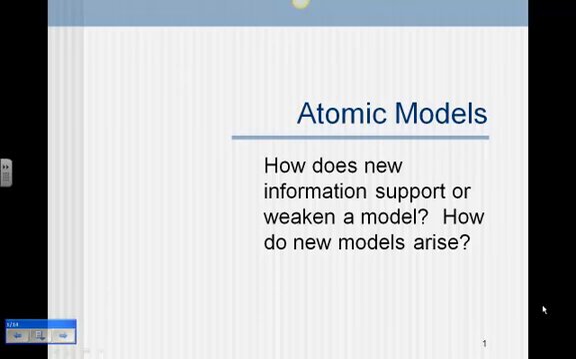This one will review the progression of the atomic models from the early 1800s to how we see it today. A couple questions begin this conversation. One is, as you find new information, how does it support or weaken a model? And then how do these new models come up as a result of newfound information?